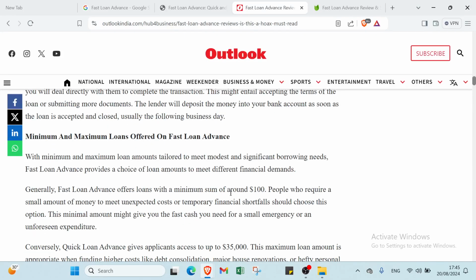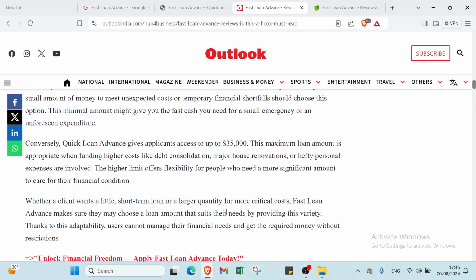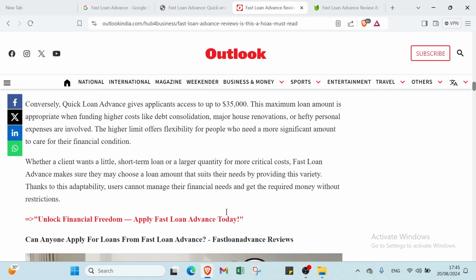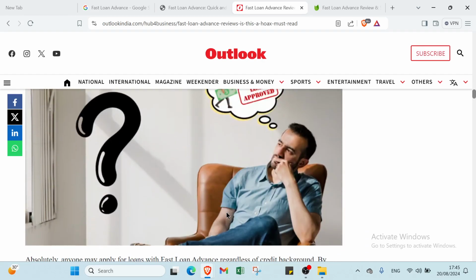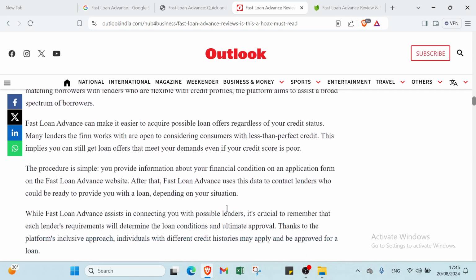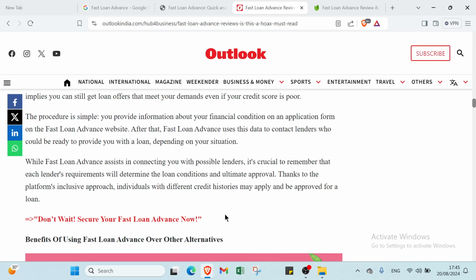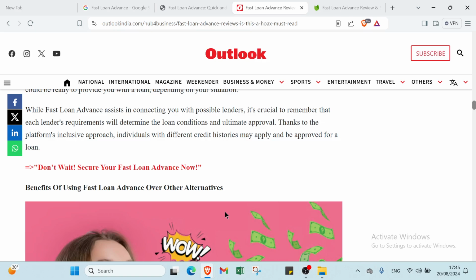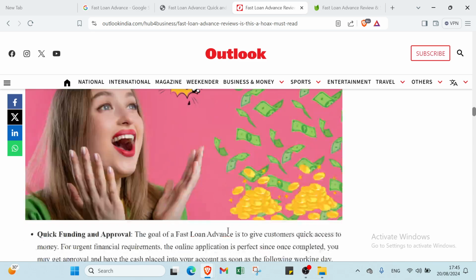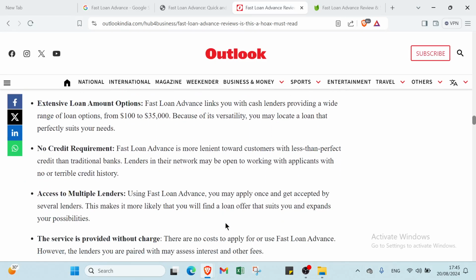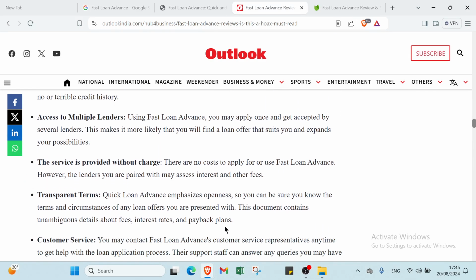Some lenders allow you to apply online for quicker processing. Then we have review terms. Carefully read the loan agreement, including interest rates, repayment terms, and any fees. Make sure you understand the total cost of the loan and the repayment schedule. Then we have receive funds. If approved, you will receive the funds quickly, often within 24 hours. The money is usually deposited directly into your bank account.